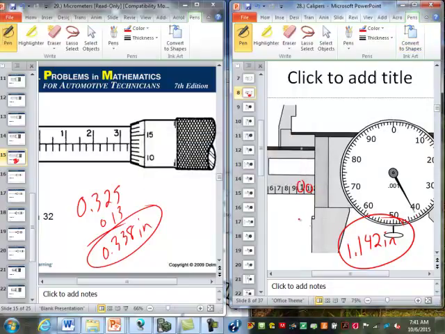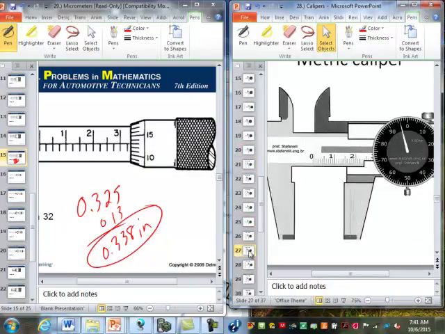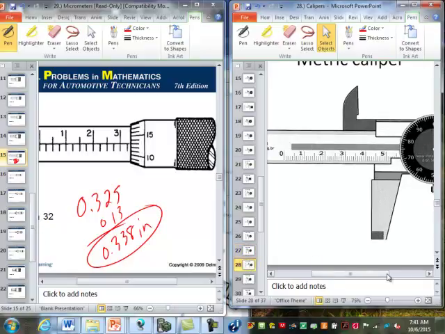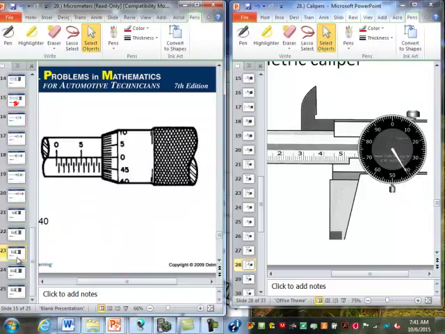Actually, I want to do this now. I want to get down to one of these. I'll do the same here. So over here, take a couple minutes, figure out what these two each read. These are metric now.